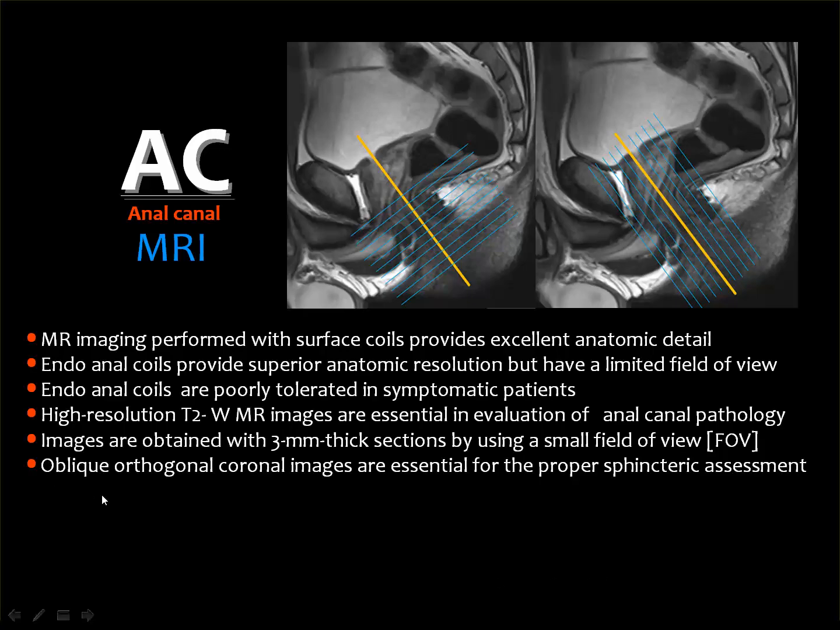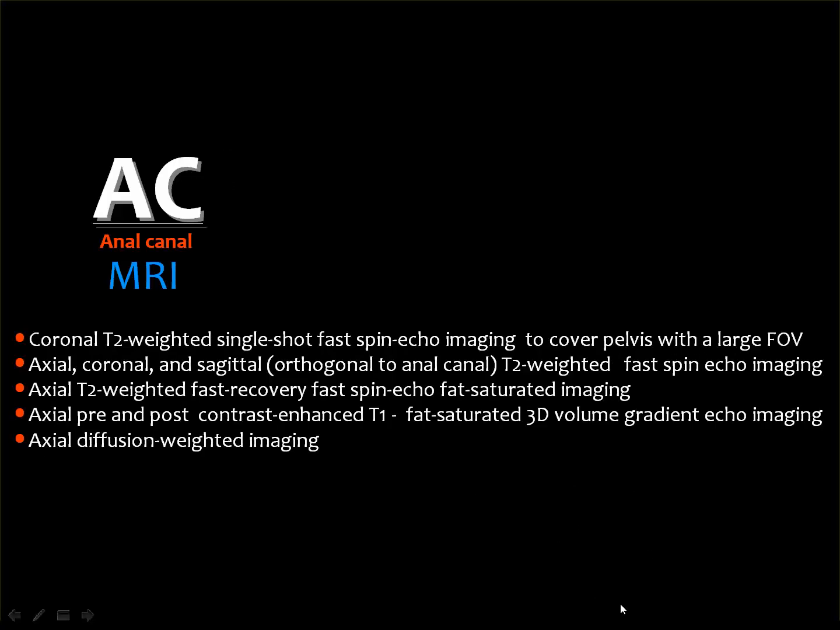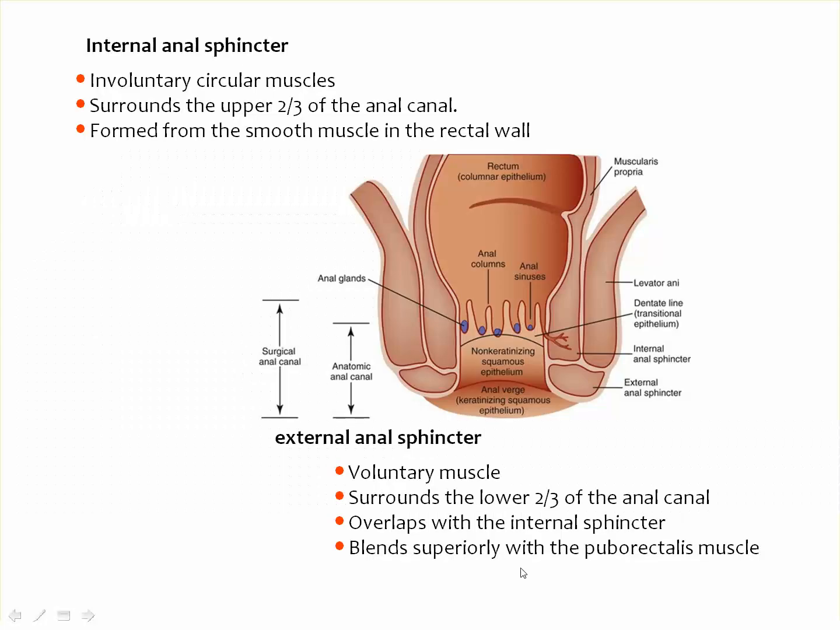This is what we call the oblique orthogonal coronal images, which are very essential for evaluation of the anal sphincters. Then we agreed about the bulk sequences needed, and we will repeat this many times, but you should stress on the T2 high resolution imaging in the three planes orthogonal to the anal canal: axial, coronal, and sagittal. Then you may have fat suppressed images before and after contrast injection.